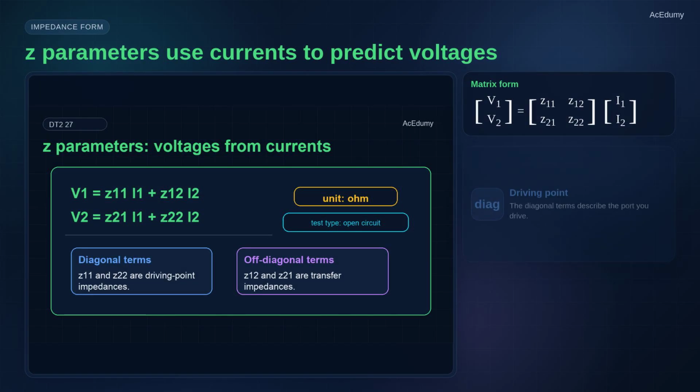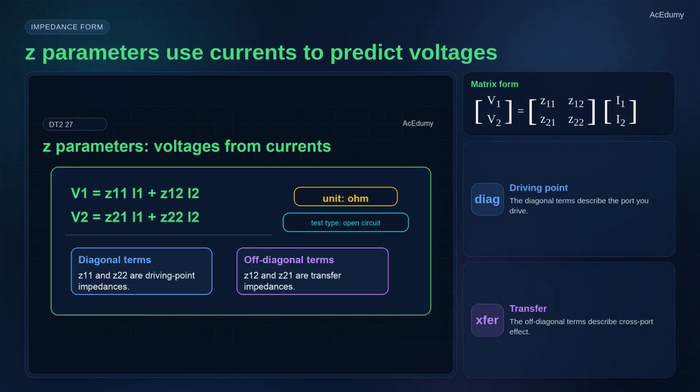The first description is the Z-parameter model. It writes port voltages as functions of port currents. The diagonal terms are driving point impedances. The off-diagonal terms are transfer impedances. Every Z value has the unit ohm.